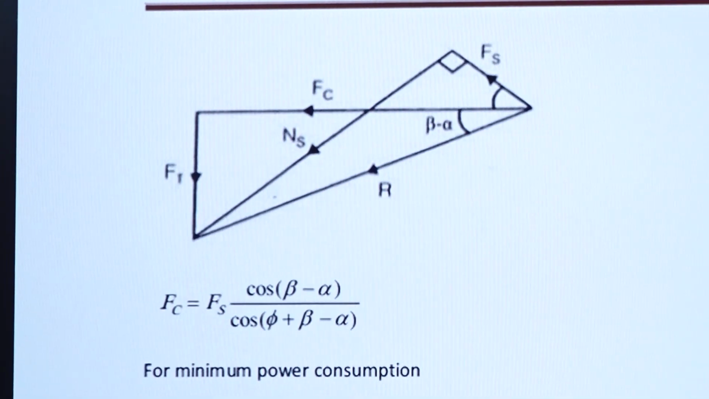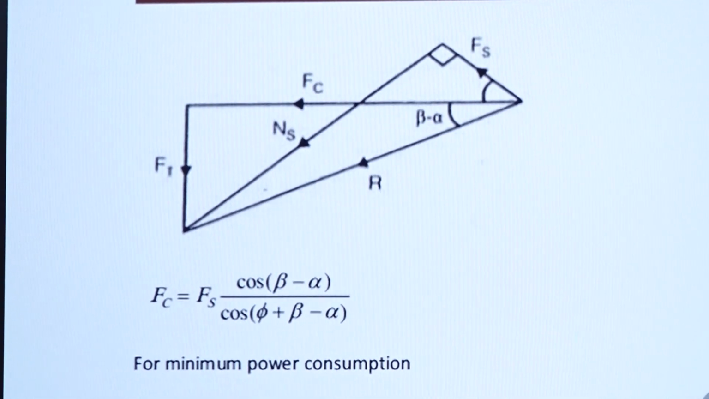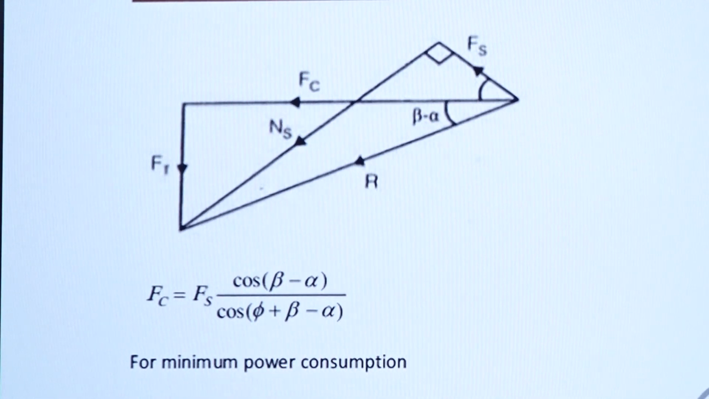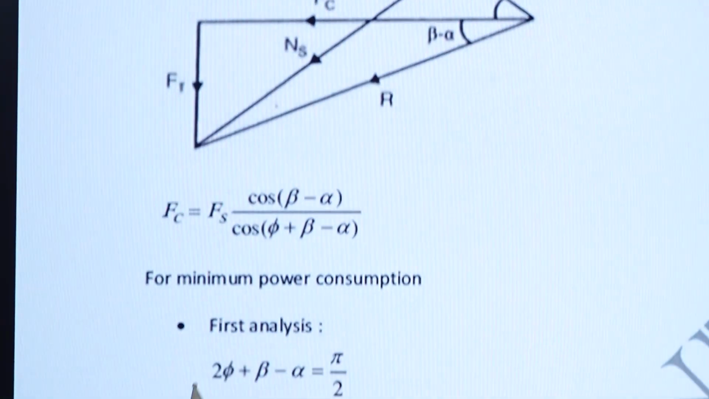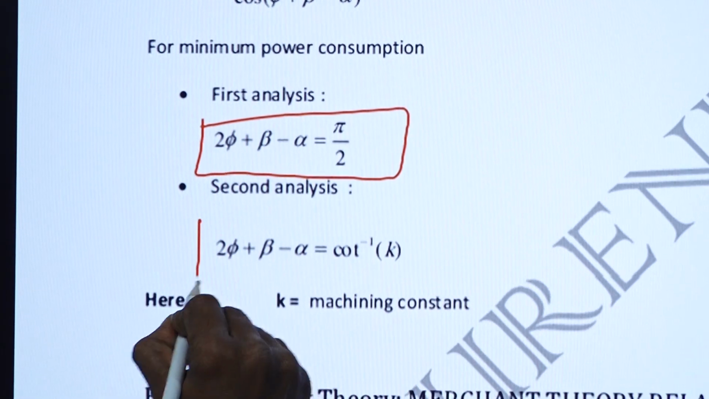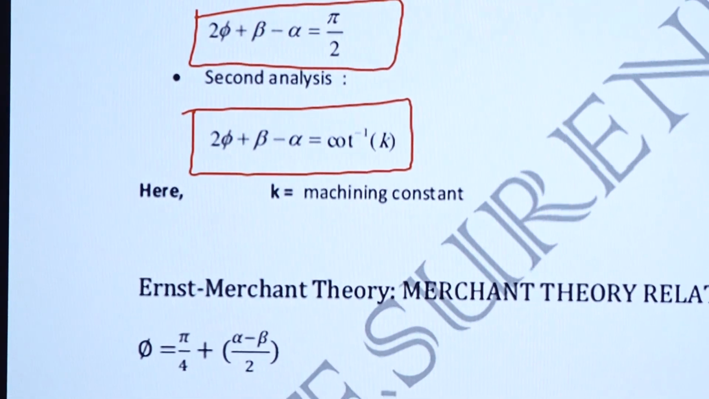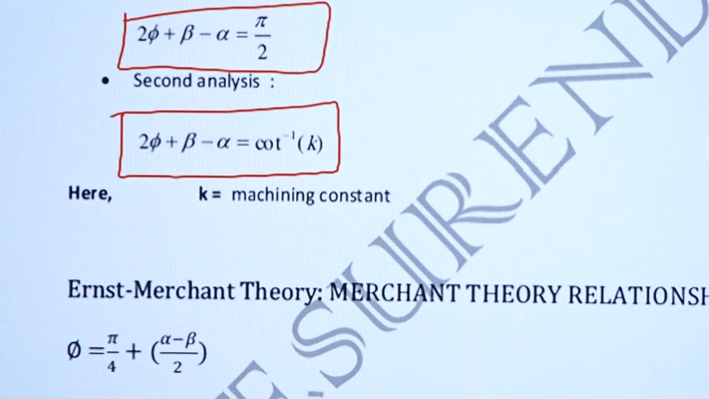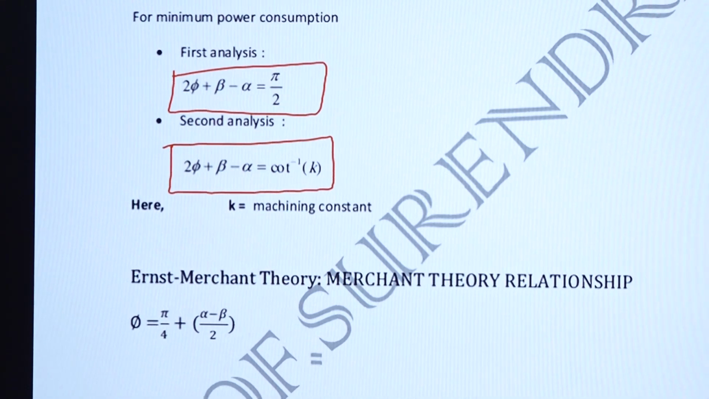So now we are going to discuss Merchant analysis and modified Merchant analysis. In Merchant analysis we already know that 2 phi plus beta minus alpha equals pi by 2. In modified Merchant analysis, 2 phi plus beta minus alpha equals cot inverse k, where k is the machining constant.